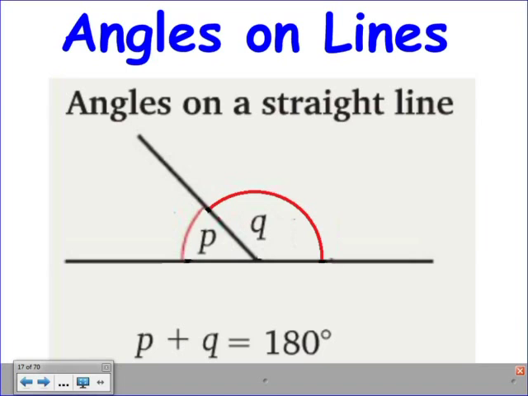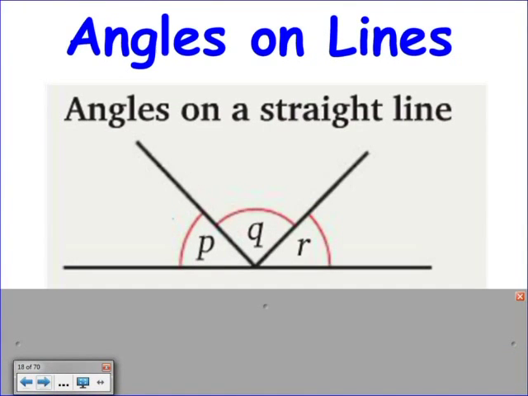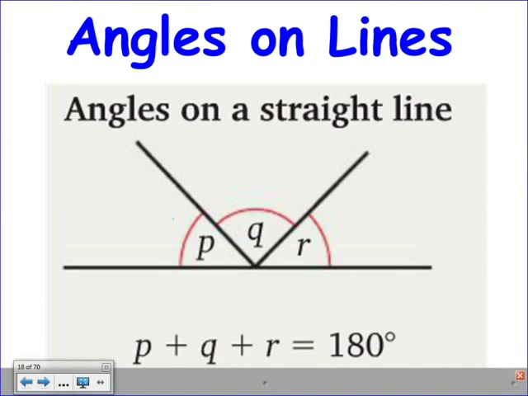Whether I put 1 line through there, what about 2 lines? So I've got a straight line and I've got 2 lines joining it. What can I say about P, Q and R? It can't be 90 because it's got a little arch. If it was 90, it would have a square, wouldn't it? Would it still add up to 180? Brilliant. P plus Q plus R have to add up to 180 because 180 is a straight line, isn't it? So whenever you've got a straight line, whether you've got 1 line coming in, 2, 3, 4, all of the angles together have to add up to 180 degrees.